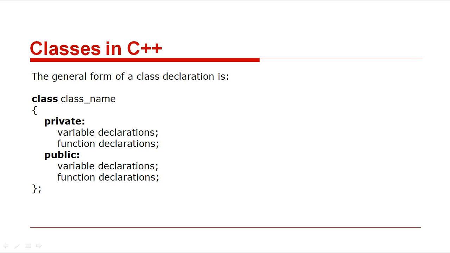The class declaration is similar to structure declaration in C language. The keyword class is used to declare a class. Clear. The body of a class is enclosed within braces and terminated by a semicolon. This is the body of the class, enclosed within curly braces. So the class should end with a semicolon. Clear all of you? Semicolon.